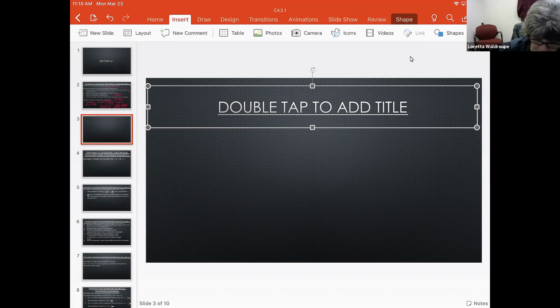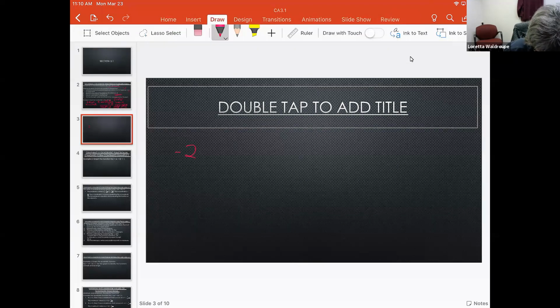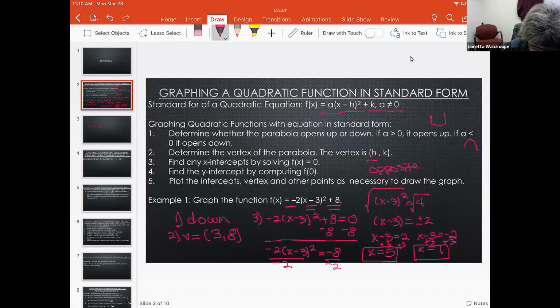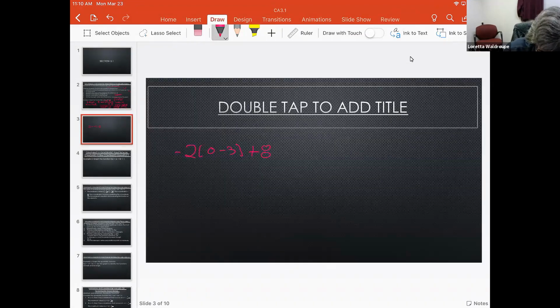I'll delete that out later. Okay, so now the last thing is put a 0 in for x. So this is step 4 to find the y-intercept. And you just calculate that.